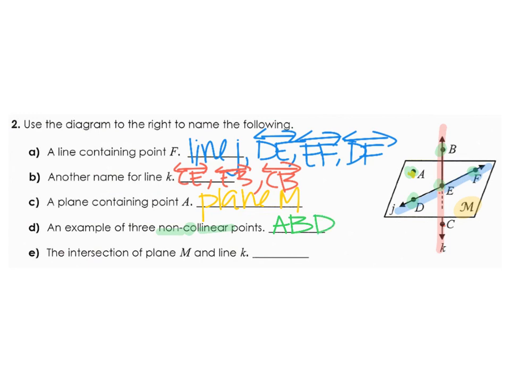Okay. Last but not least, the intersection of plane M, so we've got plane M and line K. So this line and this plane, that would be point E. All right, that's where they intersect.